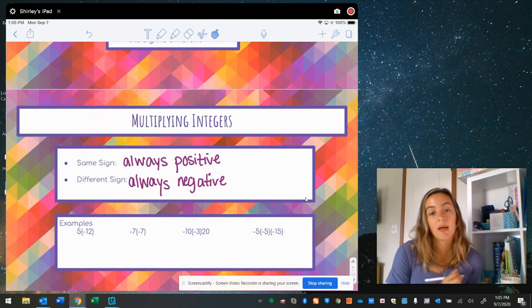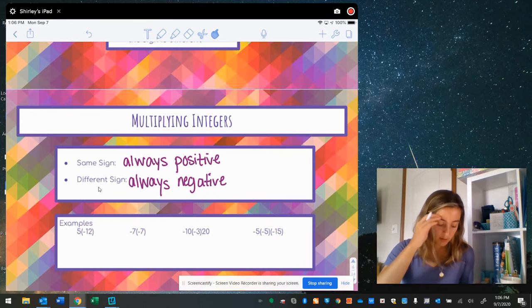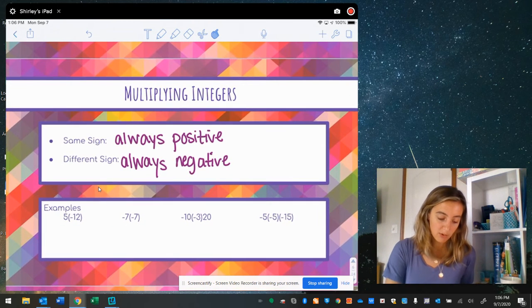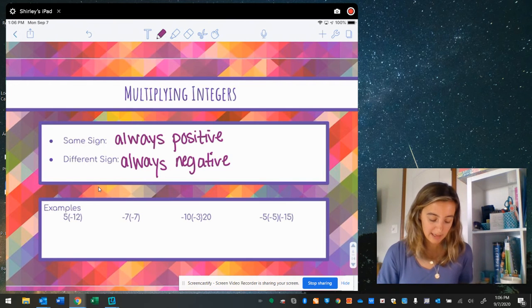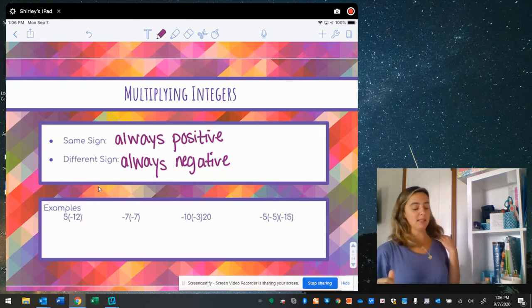Okay, rules for multiplying integers. Very quick, very easy. If you have the same sign, two positives multiplied together, two negatives multiplied together, your answer is always positive. If your signs are different, one positive, one negative, your answer is always negative. So using those two rules, I have 5 times negative 12. You do want to be doing these in your head. You're not using your calculator. Otherwise, that would eliminate the whole purpose of these lessons.